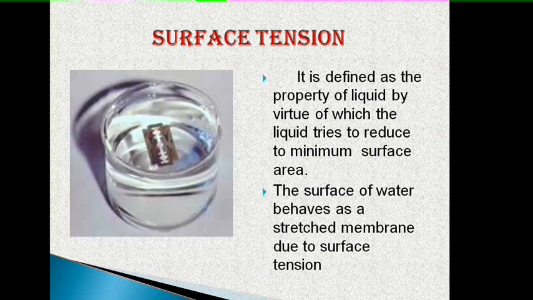In a beaker, we have a liquid on which a razor blade is kept. This razor blade is resting on the surface of the liquid. Why? This is because of the stretched membrane of the liquid, or we can say due to surface tension, that this razor blade is resting on the surface of the liquid.